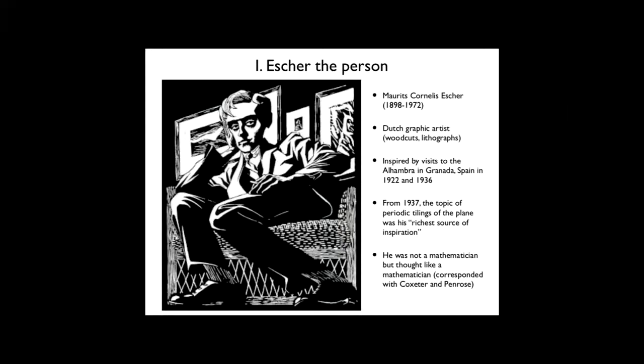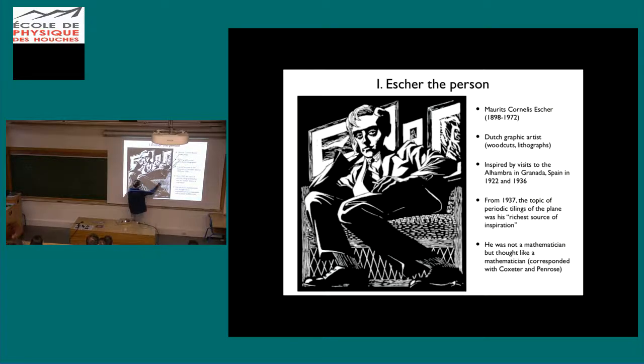Okay, so Escher, the person. MC stands for Maurits Cornelis. He was born in 1898, died in 1972 at the age of 73. He was a Dutch graphic artist who made woodcuts and lithographs, so he didn't do oil painting, he didn't do charcoal drawing. Woodcuts are basically, you carve out an image on wood, you put some ink on top of it, you roll a piece of paper on top of that, and that produces a print, and you can produce multiple prints. A lithograph is actually an etching in stone. Those were the two main media that Escher worked with.